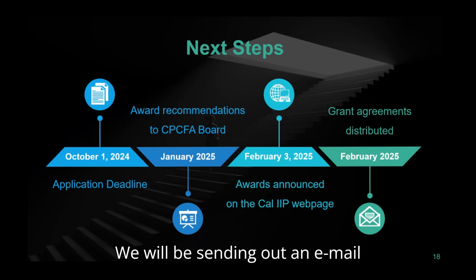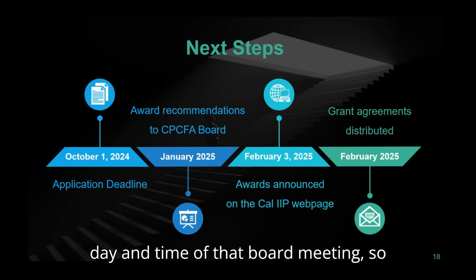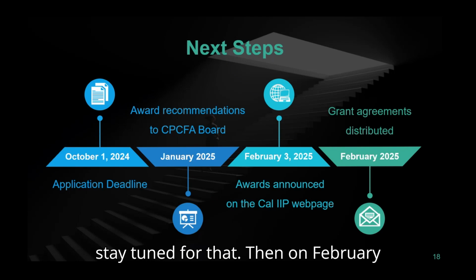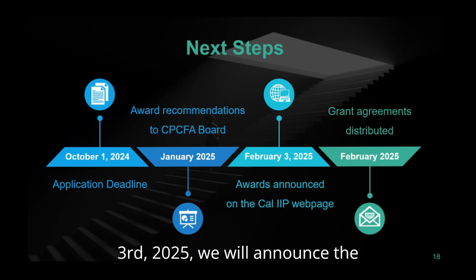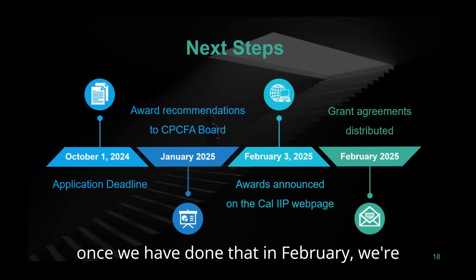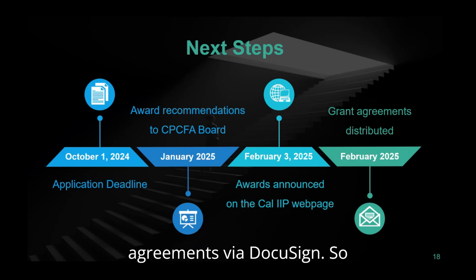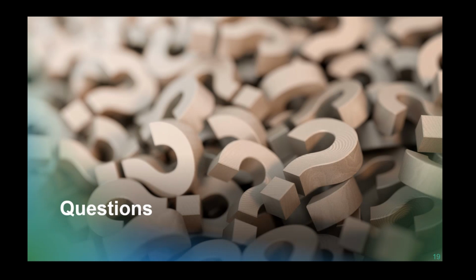We will be sending out an email notifying every applicant about the exact day and time of that board meeting. So stay tuned for that. Then on February 3rd, 2025, we will announce the awards on the CalIP webpage. And once we have done that in February, we're going to start distributing the grant agreements via DocuSign. So keep tuned for that.